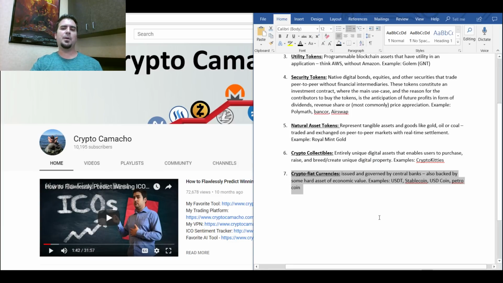The last type of cryptocurrency asset that I want to talk about is crypto fiat currencies, okay? These are currencies that are issued by governments and by central banks, typically, not always, but they're also backed by some sort of hard asset that has economic value, okay? Examples of this would be the US dollar Tether, stablecoin, USD Coin, the Petro coin in Venezuela, and other ones are popping up left and right month over month, okay? These are typically backed by some sort of government-issued collateral, right? And in many cases, it's the fiat currency that's issued by the government or central bank itself, okay?